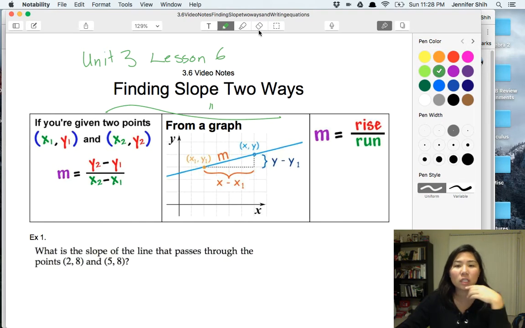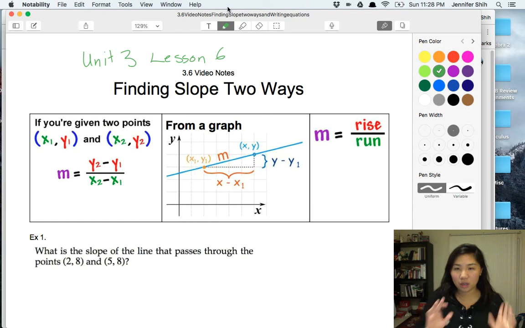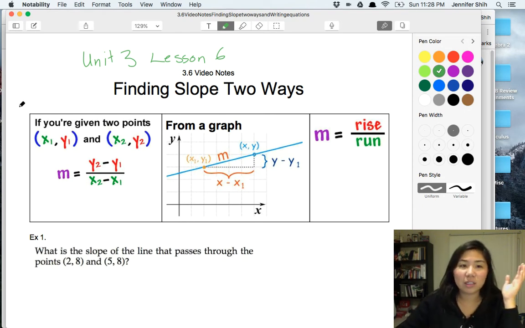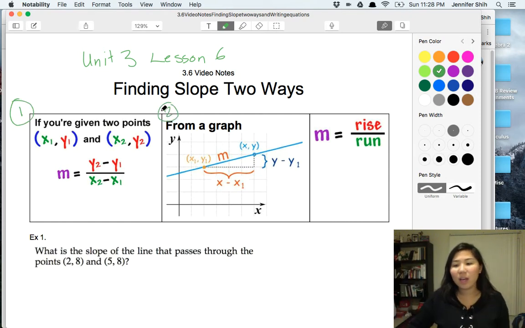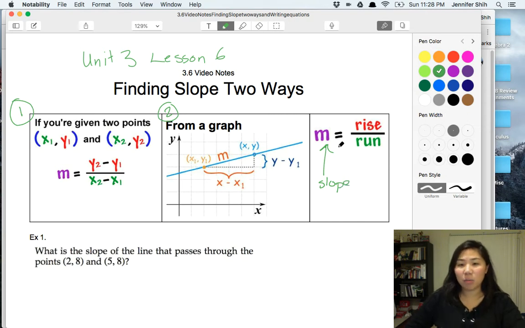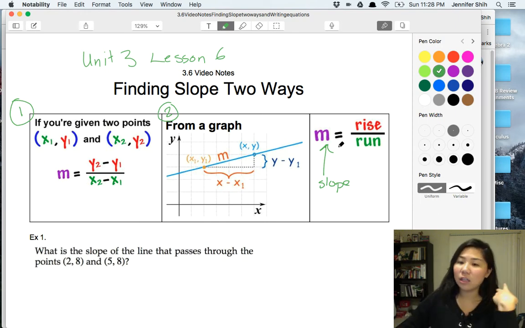This first image here, if you want to pause the video so that you can copy down each of these 3 boxes, the first way we're going to find the slope is given 2 points. Then we're also going to find the slope from a graph, and this third one is just so that you remember that m means slope, and that's how it moves up or down, the rise, or it moves left to right, the run. Example 1, this video comes to you in 3 examples.